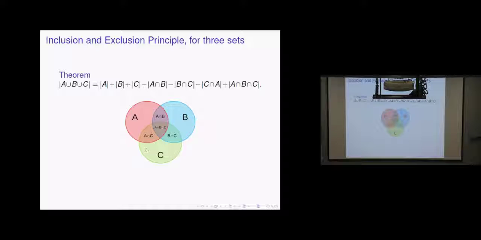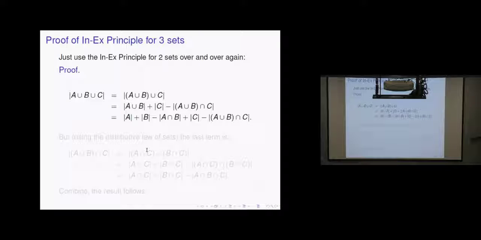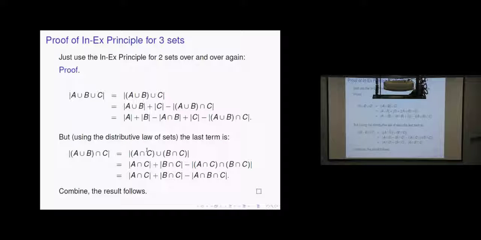It's quite easy to see it. Now, if you don't believe that, you follow the inclusion-exclusion principle for 2 sets, and just use it over and over again. There are just 6 lines, so let's go through it. I want to use the same principle for 2 sets, and push it to 3 sets, okay?